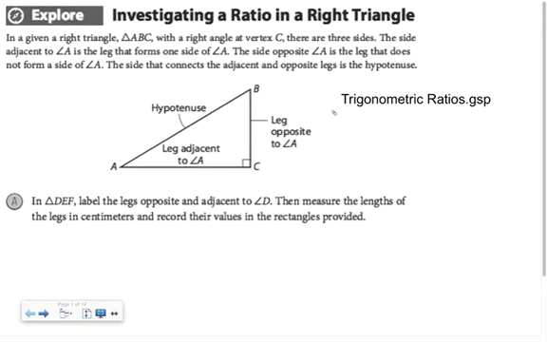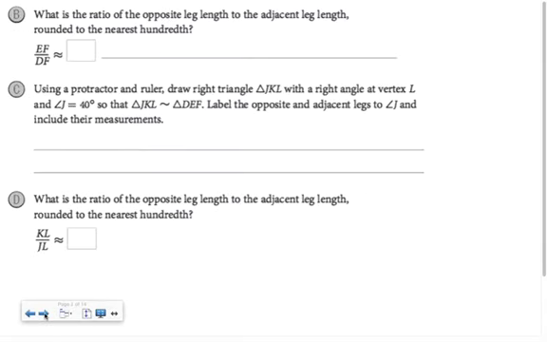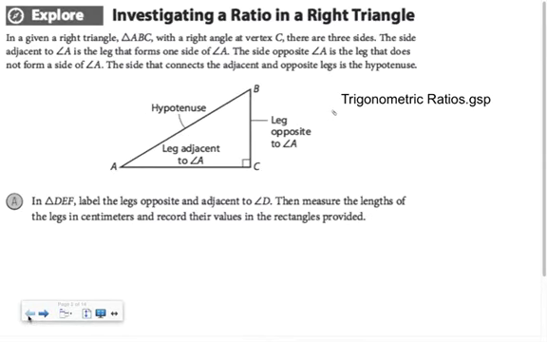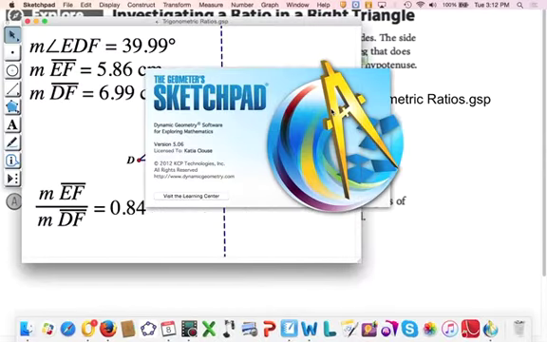So in this Explore, they're having us draw a triangle DEF and label the legs opposite and adjacent to them. So you have something similar to that in your book. And then what they're wanting to do is to calculate the ratio of the opposite leg length to the adjacent leg length.